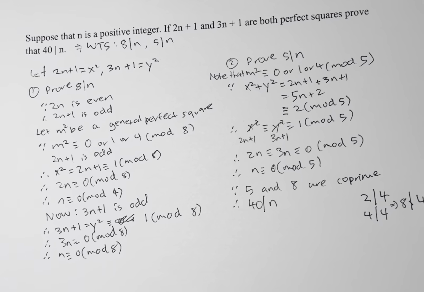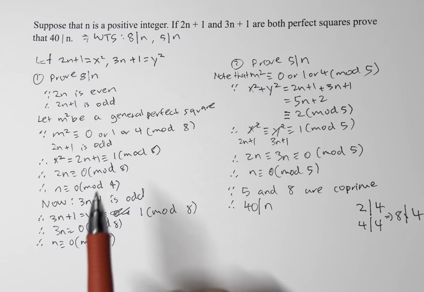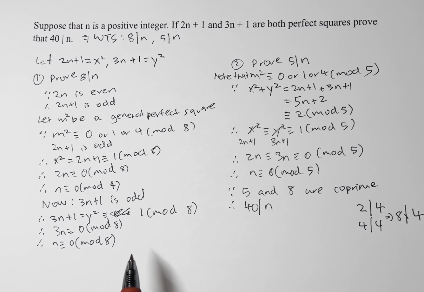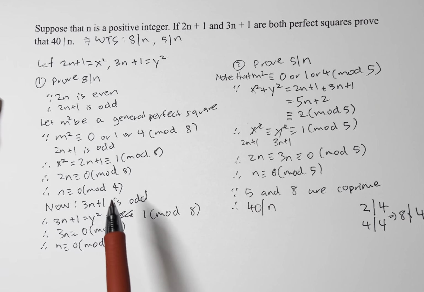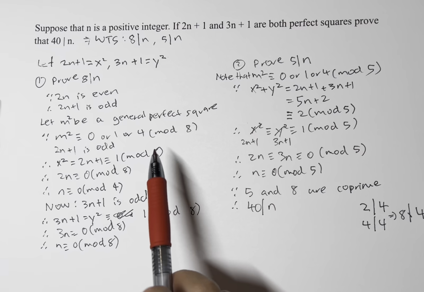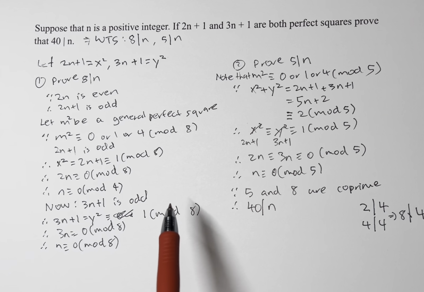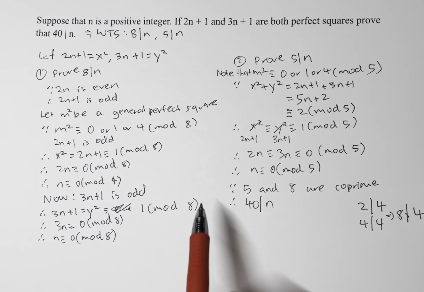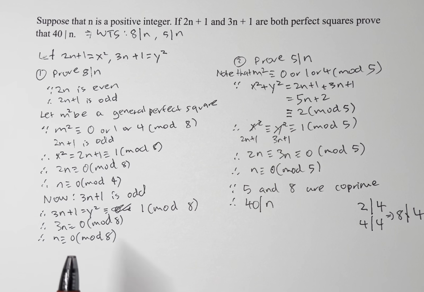And that's how you solve this problem. The key part of this is using 40, dividing it into 8 and 5, and then using the two cases and knowing that when m squared is a general perfect square, you have to notice the different remainders you get when it's odd and when it's even. But luckily for us, 3n plus 1 and 2n plus 1 are both odd, so there's only one case. Using that, we were able to prove that 40 is a factor of n.